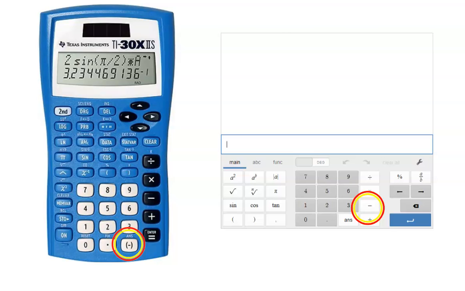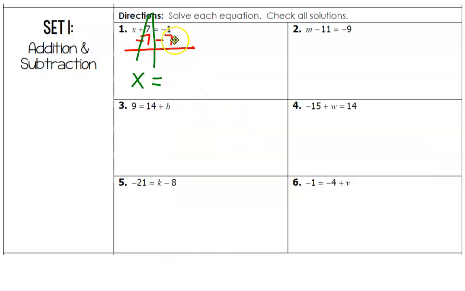So the next thing you're going to do in order to solve these problems is enter -1 on your calculator, and then press subtract 7. -1 subtract 7. And that gives us a -8. If you want to check your work, you take this value and substitute it in for x. So instead of x plus 7, we're going to put our answer, -8 plus 7. And it does check.